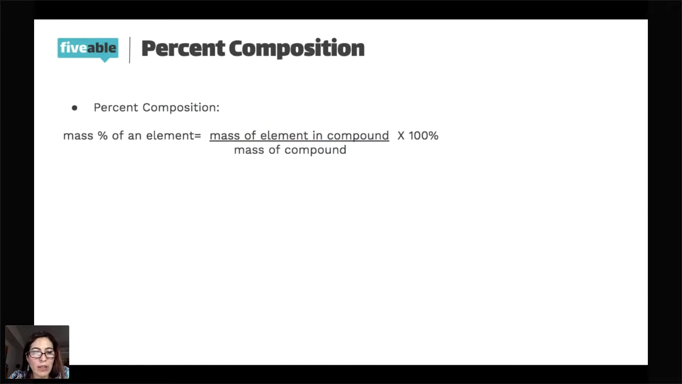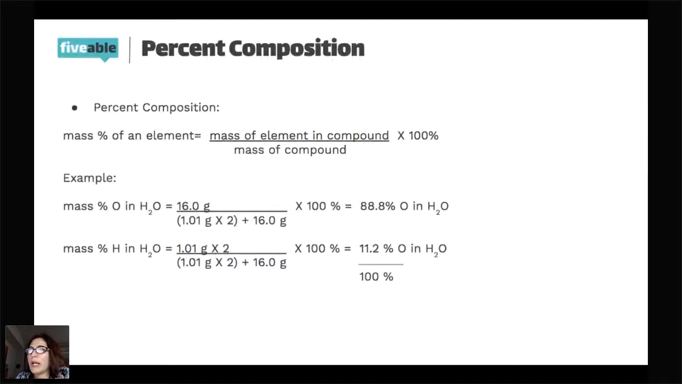We can prove this law by doing the calculations of percent composition. Percent composition is the mass of an element in the compound over the mass of the compound times 100%. If we do, for example, this calculation for water, we will have the mass of oxygen in water, 16. Does anybody know what this 16 represents, or where we can get this value? Correct. That's the atomic mass of oxygen, that you can get in the periodic table.